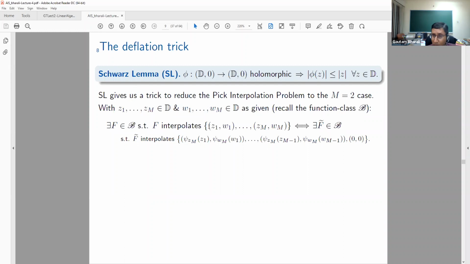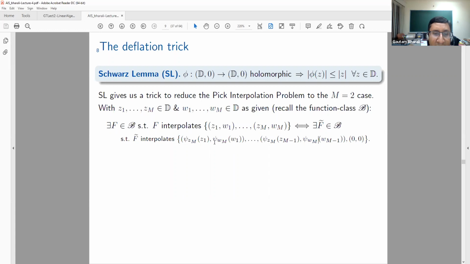that we have if and only if there is a different function in the same class, called F tilde, that interpolates this new, more complicated looking data. z1, w1 is replaced by psi sub zm acting on z1, and w1 is replaced by psi sub wm acting on w1. z2, w2 will be replaced analogously. Let's look at what the (m minus 1)th pair is replaced by. Well, z sub m minus 1 is replaced by the action of this disk automorphism on z sub m minus 1, and w sub m minus 1 is replaced by this disk automorphism acting on w sub m minus 1.